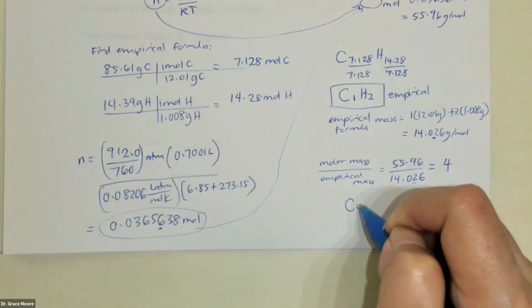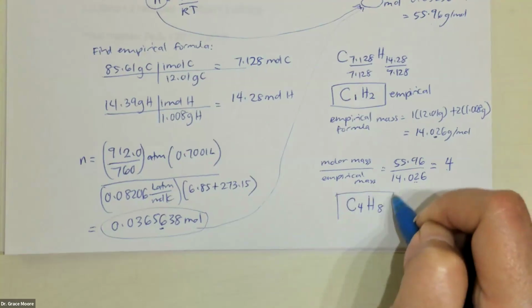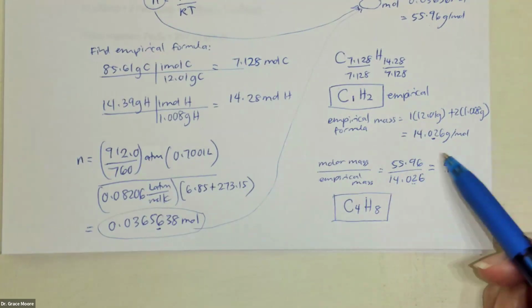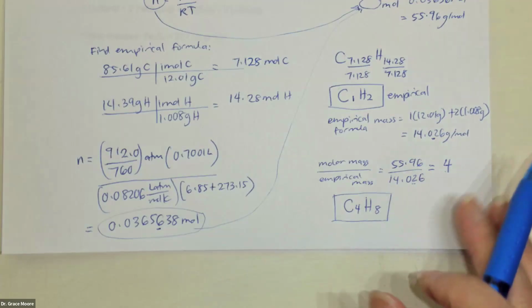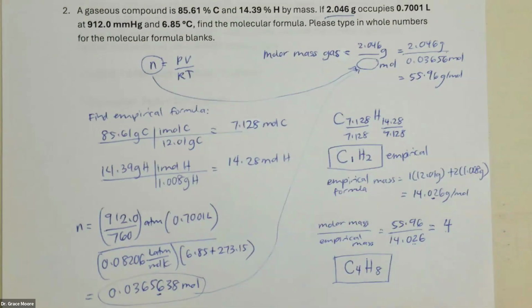So your answer is C4H8. That's the molecular formula. Once you get the molar mass, you divide it by the empirical mass. You know how many times to multiply it with, and you get C4H8. Okay, let's take a look at the next question.